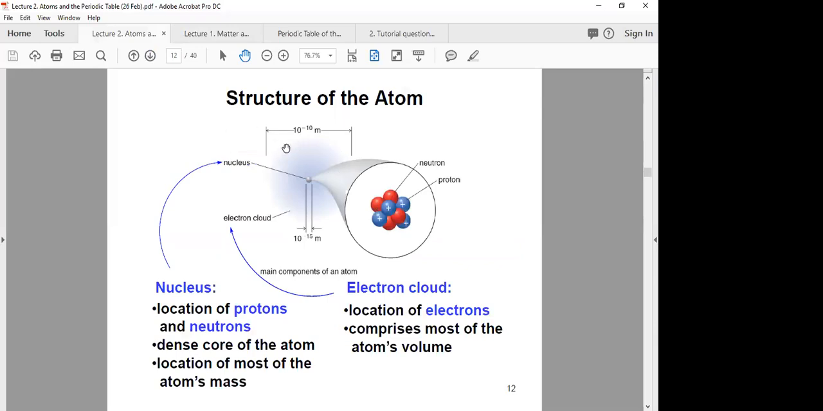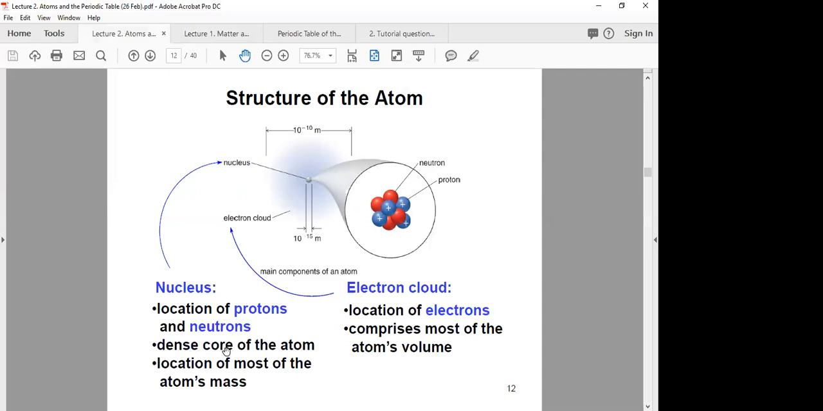So what we have here is one single atom. In the center of each atom, you'll find this tiny sphere called a nucleus. And within the nucleus, if we enlarge that, here it is enlarged so we can see what's inside. This is where we find the neutrons and protons. The neutrons are indicated in red and the positively charged protons in blue. So they're always found in the center of an atom. So the location of the protons and neutrons is in the nucleus.